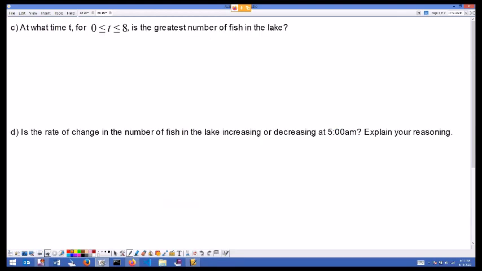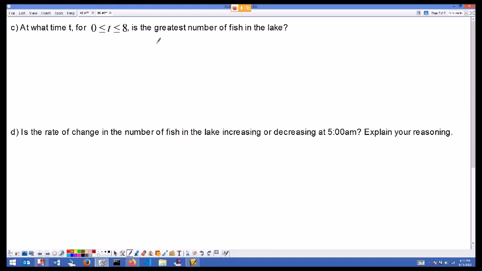All right. At what time t for 0 to 8 is the greatest number of fish in the lake? So how many fish are in the lake? The integral of E minus the integral of L. That's how many are in the lake. And we would know that the number of fish in the lake, their derivative should be the rate functions.